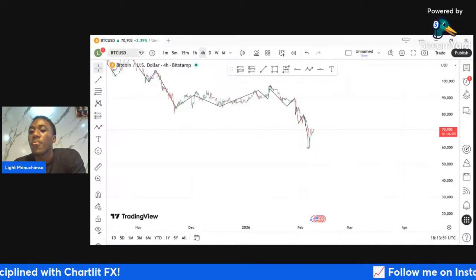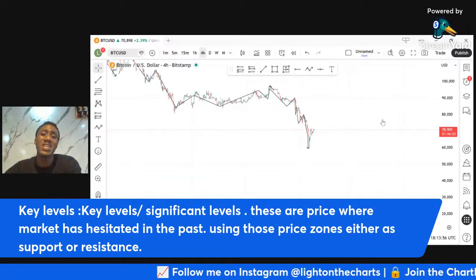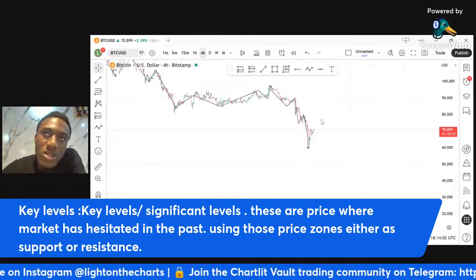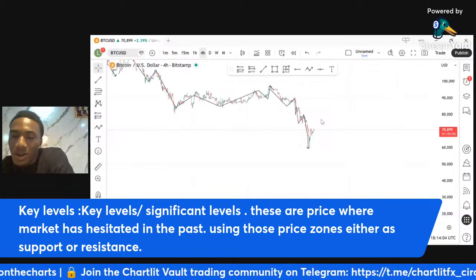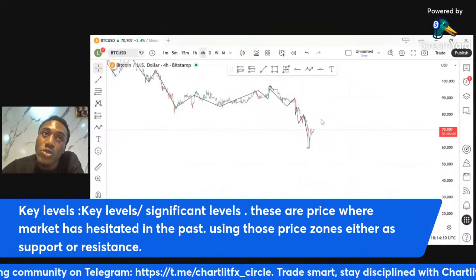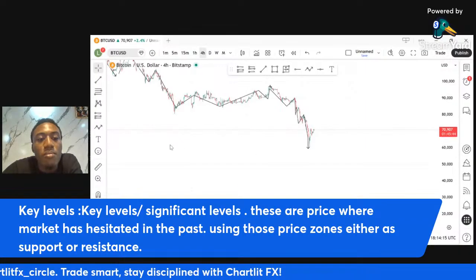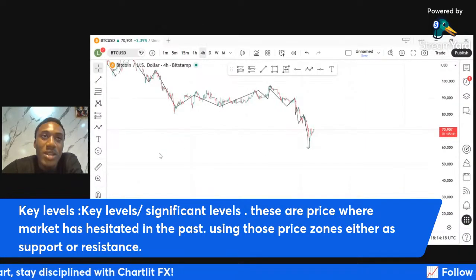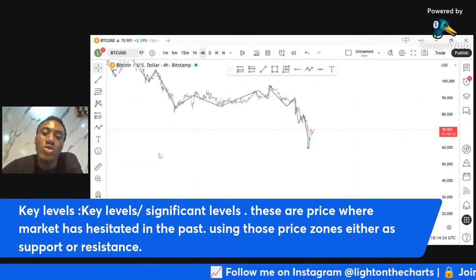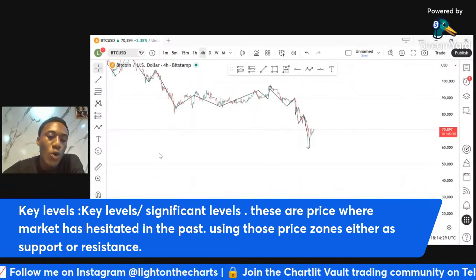So now the next thing we are going to be talking about is key levels. Like I said, market structure tells us direction. Key levels tell us where it's actually occurring. So what are key levels? Key levels are significant levels, or points of interest, as some traders might call them. These are prices where the market has hesitated in the past, points of hesitation where the market has made noise in the past. Those are the levels traders watch to make informed trading decisions after knowing the market structure.